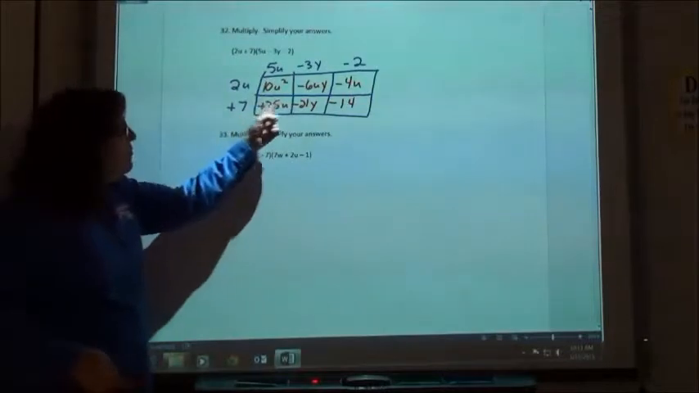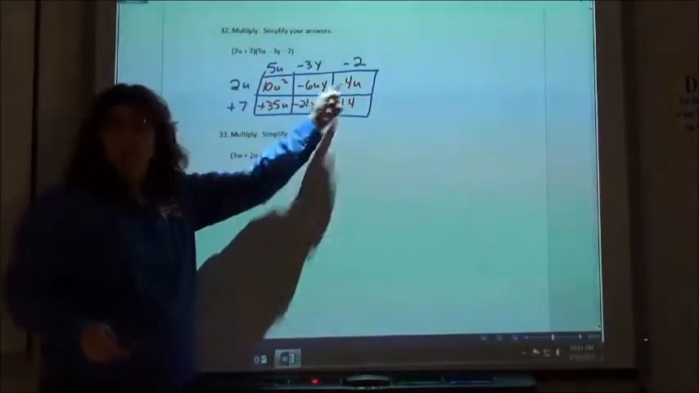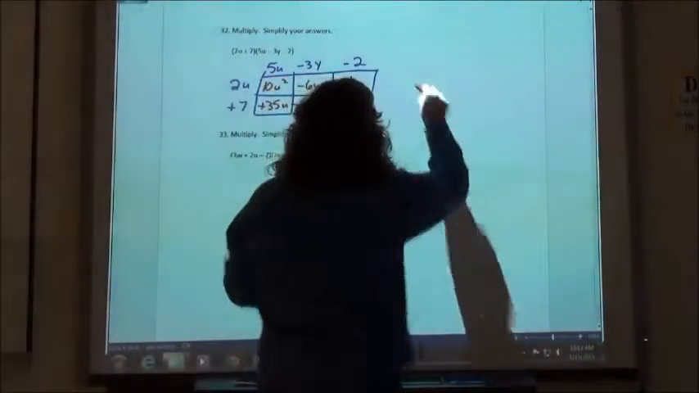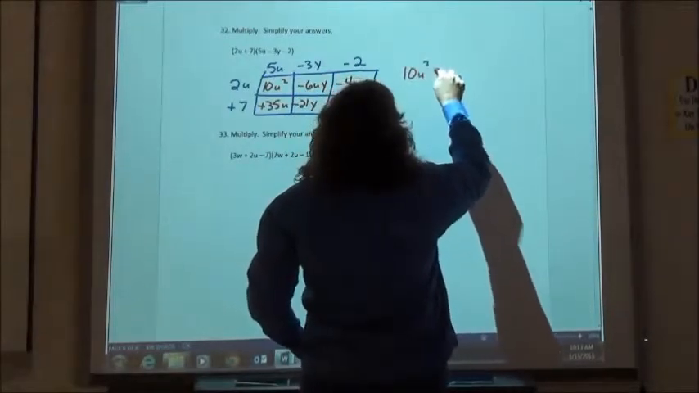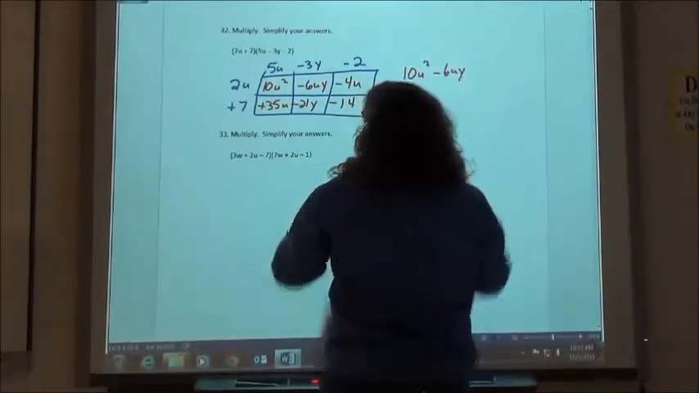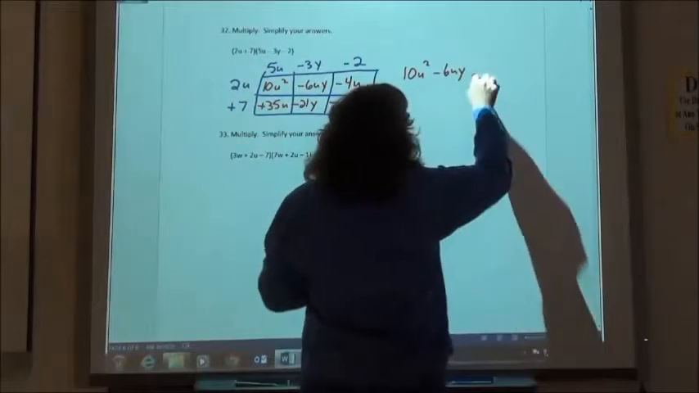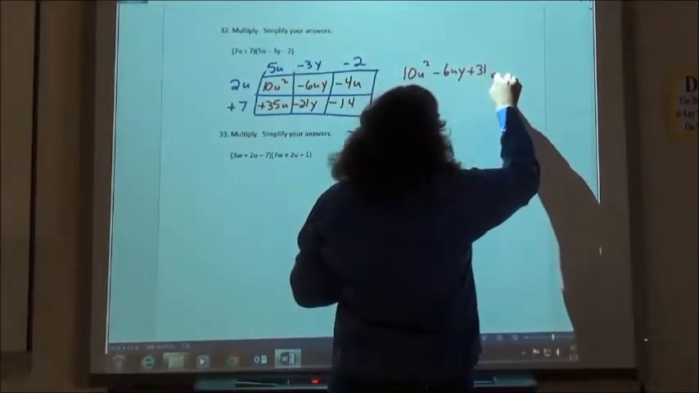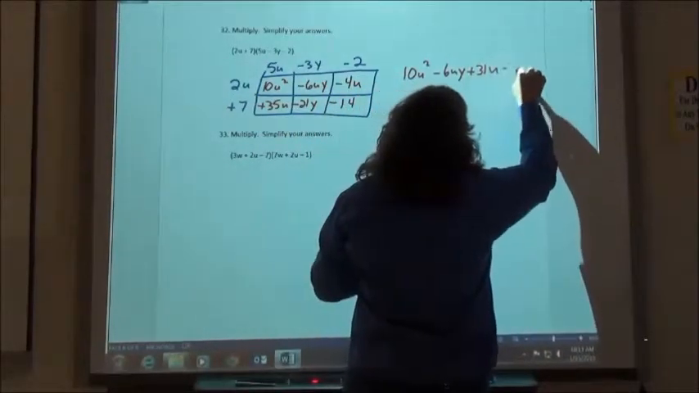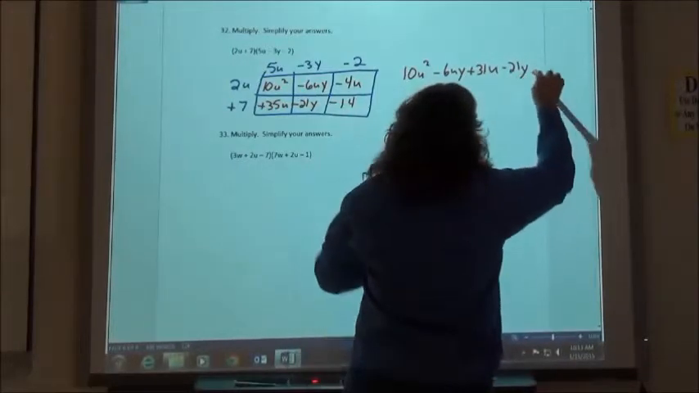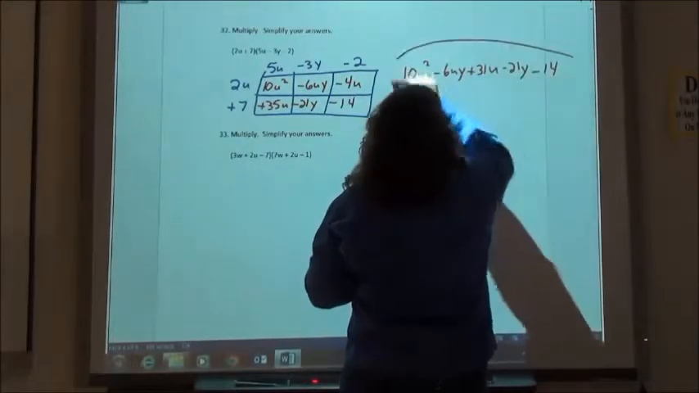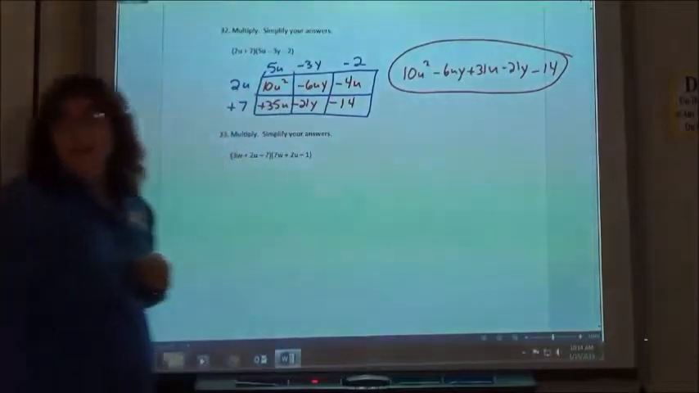I have one pair of like terms here. I can combine the u's together, but just otherwise going here, I have a 10u squared, a minus 6uy. Negative 4 plus 35 would be positive 31u. Negative 21y, and minus 14. And all of that goes in for my answer.